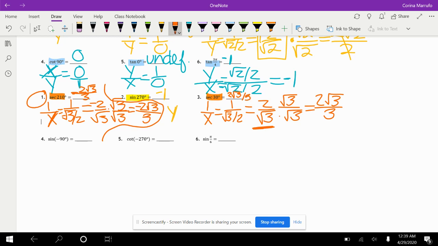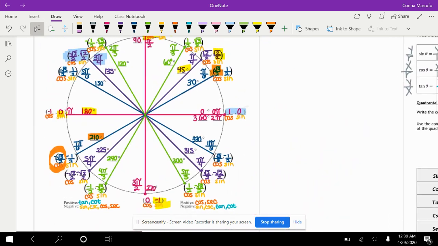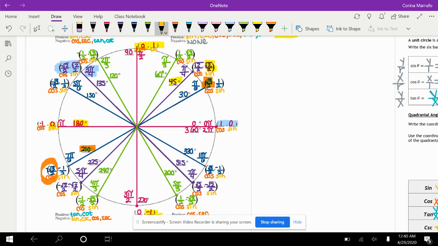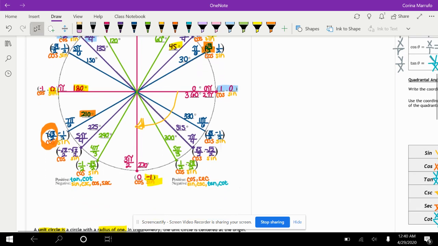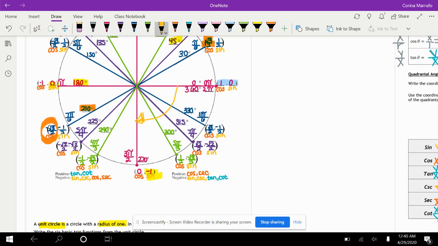All right, the next one. Here we have sine of -90. So remember, when you have a negative angle, we're going in the opposite direction. So we know that our sine is our y value. So when we look here at our unit circle, -90 is going to go in the negative direction. So if we go clockwise, we end up right here. That would be 90 degrees. So that means that we are looking for our y value here, which is -1.